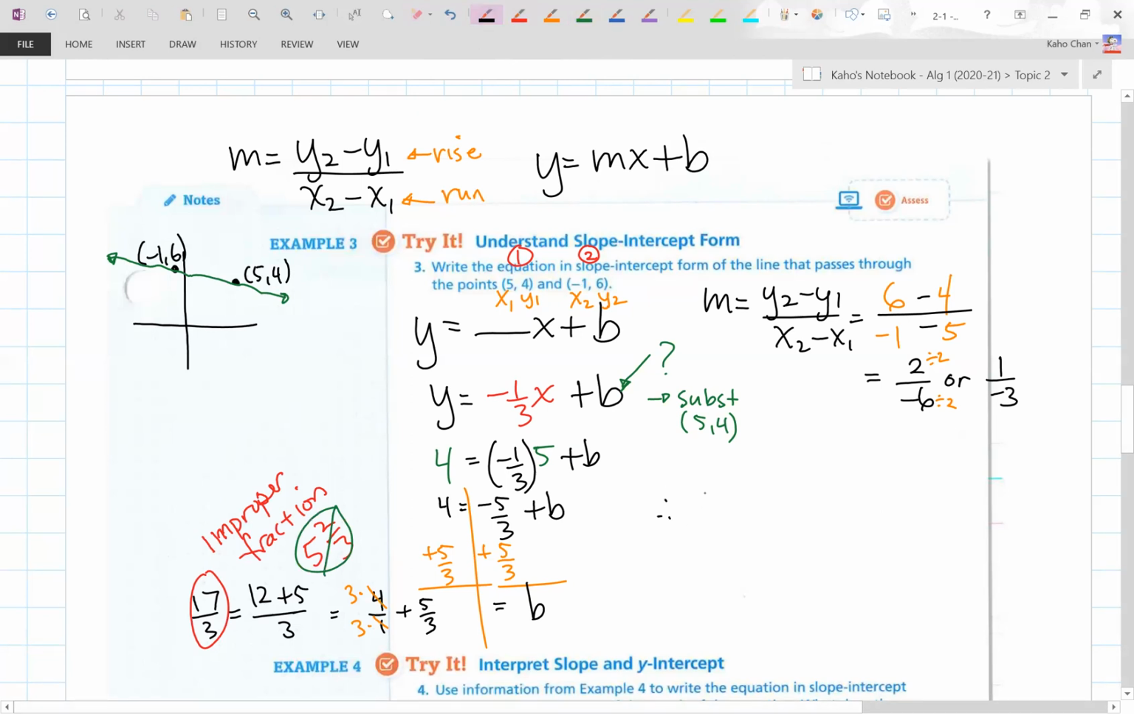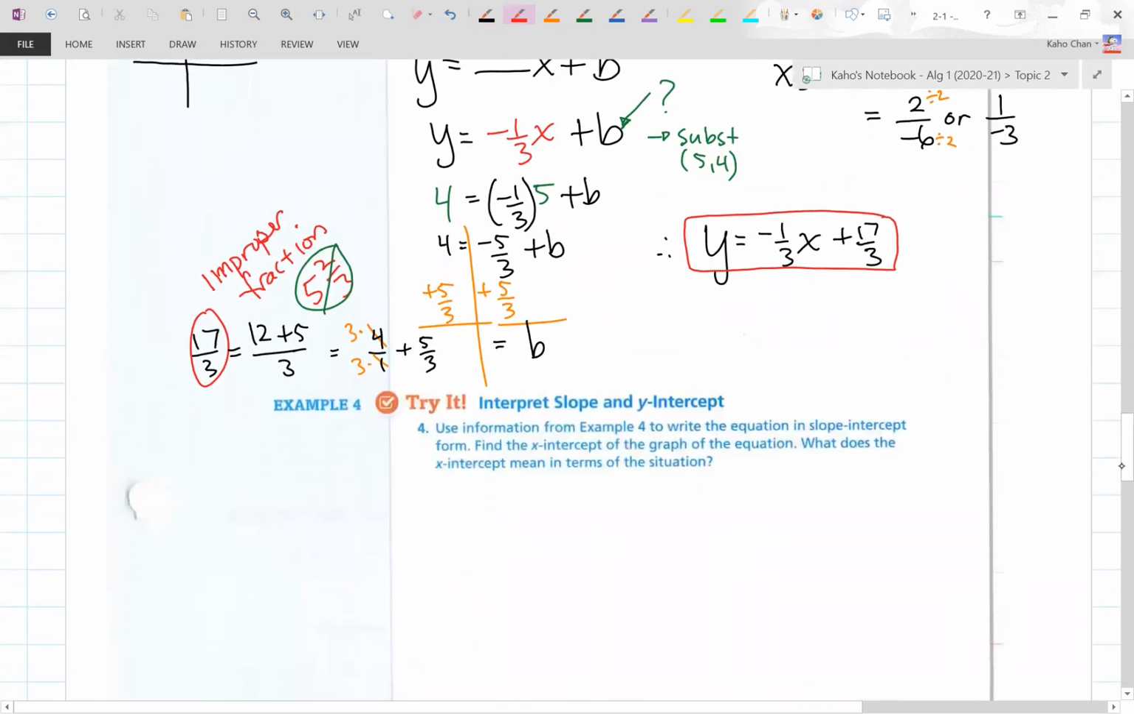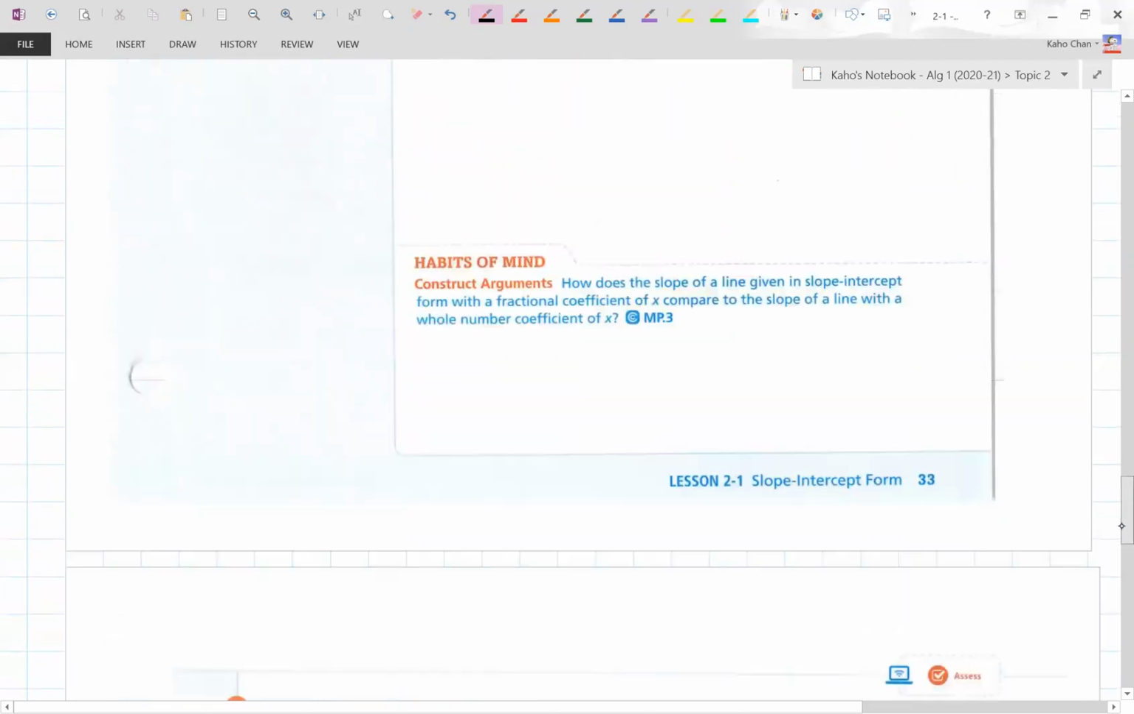Final answer. Y equals, those x's and y's reset to a generic general equation for this graph, equals negative 1/3 x plus 17/3. And that is your final equation. All right, that was definitely very challenging. We're going to skip example 4 and jump to the last page. Here we go.